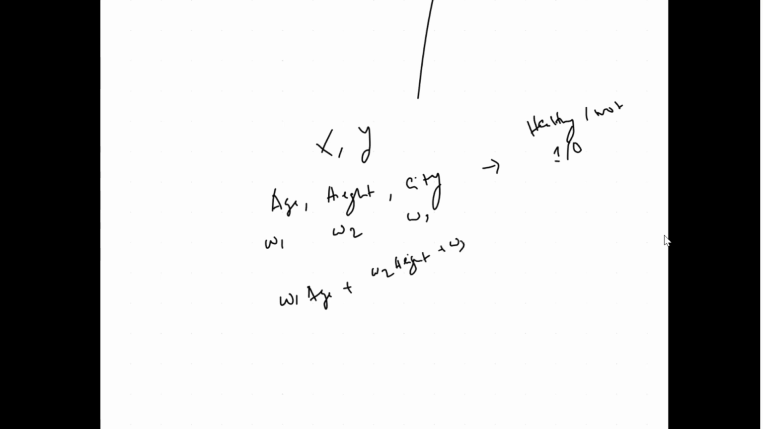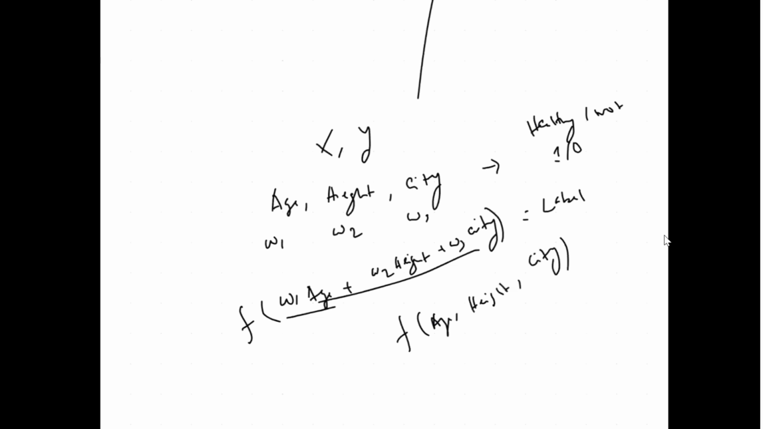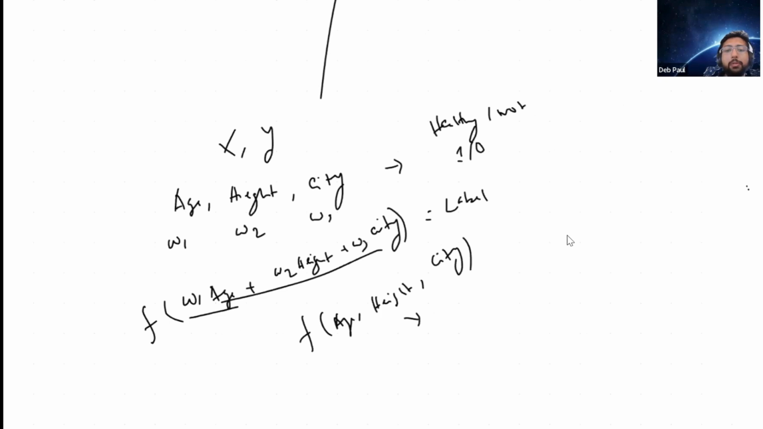And this might be very basic for all of you, and a lot of people might have already seen it. I will try to learn a function. When I multiply it, itself is a function, a linear function of these features. But I will basically learn a function of age, height, and city. This is what I will learn. So weight 1, weight 2, and weight 3 are basically the parameters.